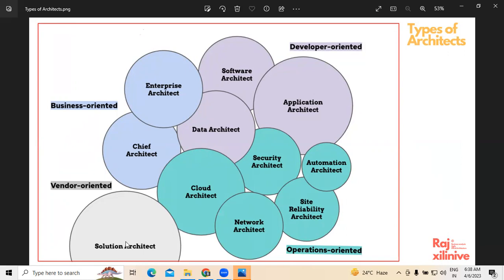Orientation, right? So business orientation means whatever the enterprise level understanding. At the same time, in connection to that enterprise, again, we have business architecture. So all these things come under the business oriented part. Next, development oriented. Development oriented means whatever you are developing. So whatever kind of software, applications, or data we are going to develop, all these things come under development oriented.